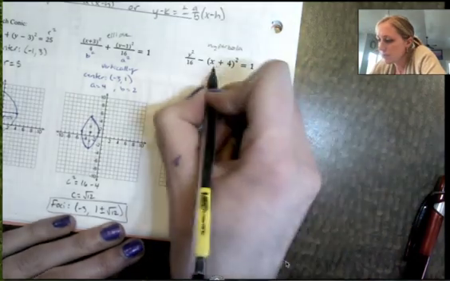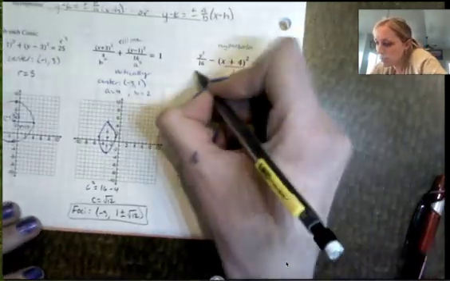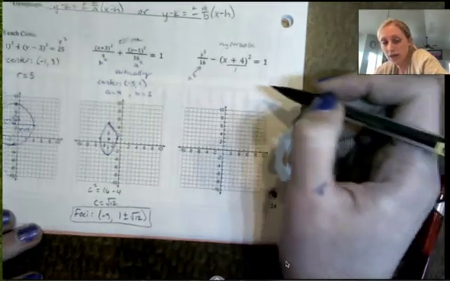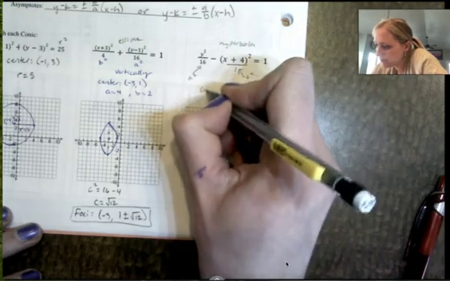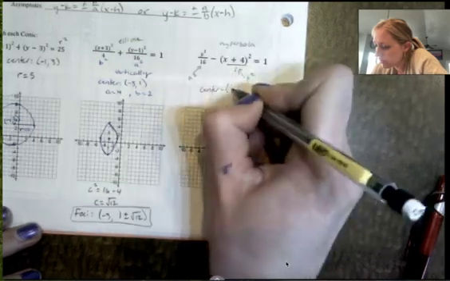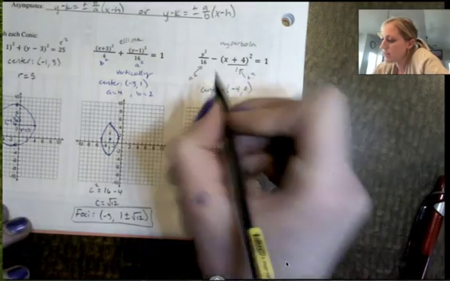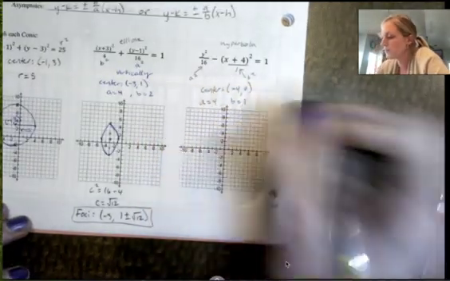Okay, this is, remember, over 1. This is going to be opening vertically because a squared is under the y, and y came first, and this is b squared. So my center is at -4 is with the x, so -4, 0 for the y. All right, and then we have a is 4, b is 1.